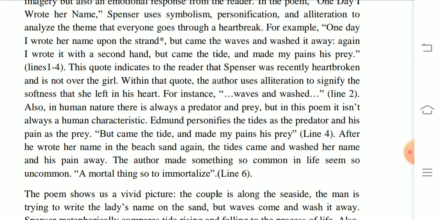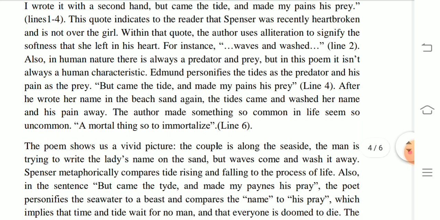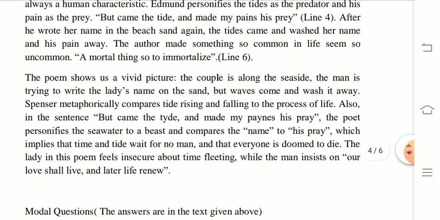Also, in human nature there is a predator and prey, but in this poem it isn't always a human characteristic. Edmund personifies the tides as the predator and his pain as his prey. This is the use of personification in the poem. He personifies the tides, giving human qualities to the waves. Tide and made my pains his prey. After he wrote her name in the beach sand line again, the tides came and washed her name and his pain away.